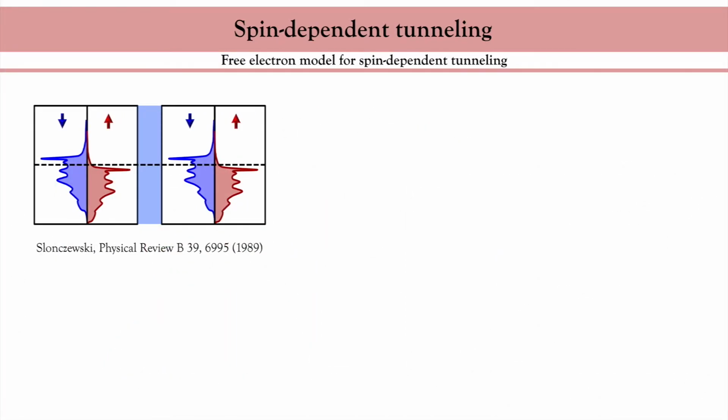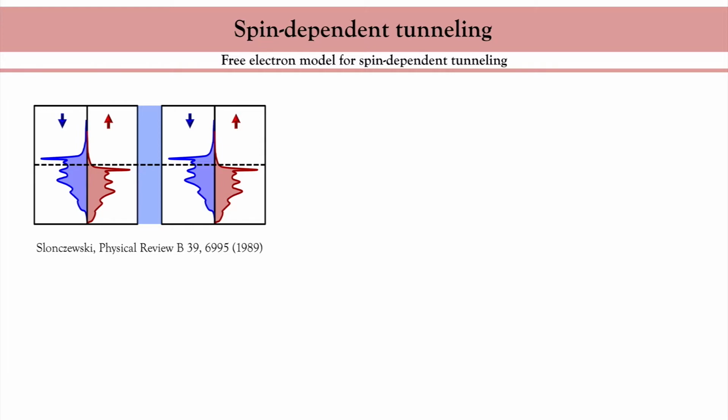Using the Fermi golden rule to derive Julliere's formula is a bit rough, because it completely disregards the evanescent nature of the tunneling states. We can get a better understanding of the tunneling transport by considering a free electron model. This model was originally introduced by John Slonczewski in 1989.